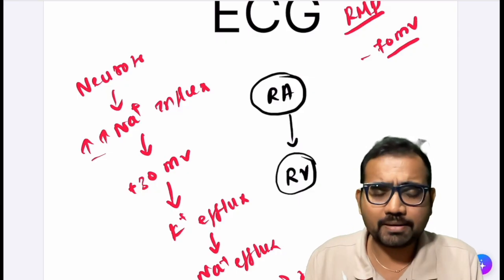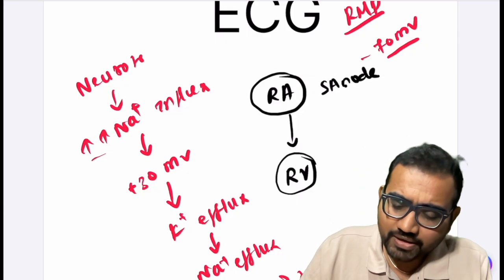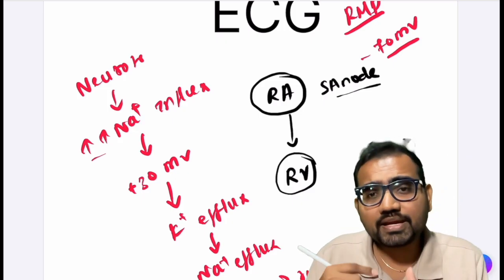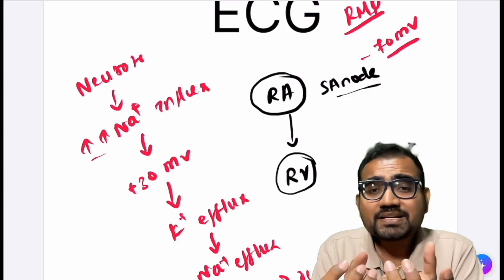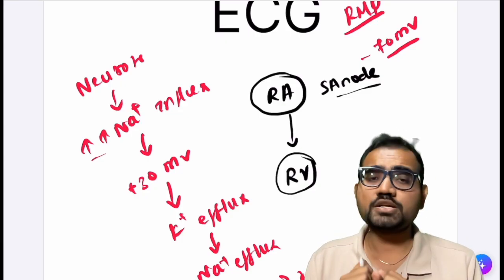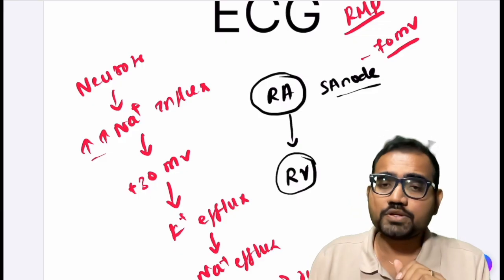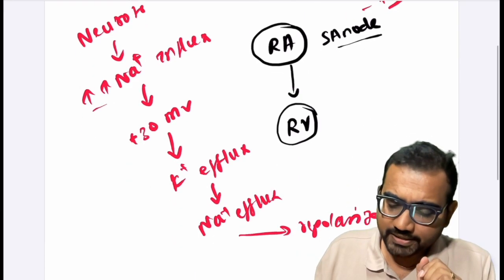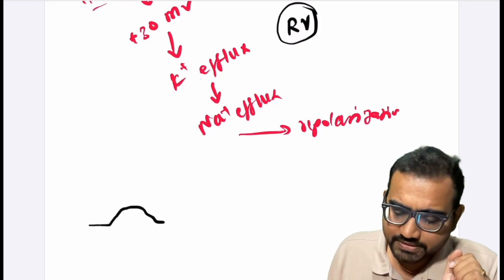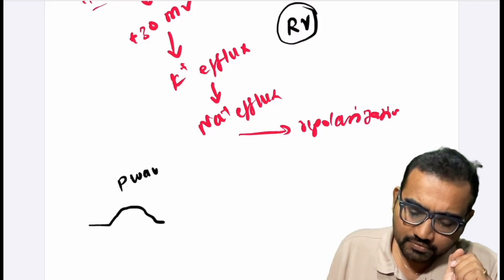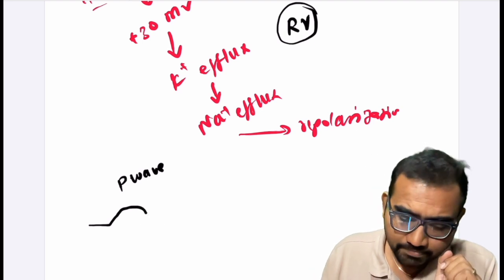This is what is normally happening, and this activity is done by the SA node. The SA node generates impulses, generates action potential, which in turn is reflected as the contraction of the right atrium. So the right atrium contracts and pushes the blood to the right ventricle. Initially the contraction of the right atrium is seen as the P wave. The contraction of the right atrium is seen as the P wave.